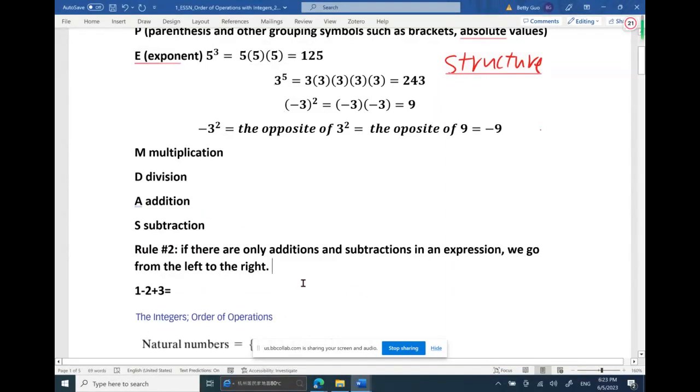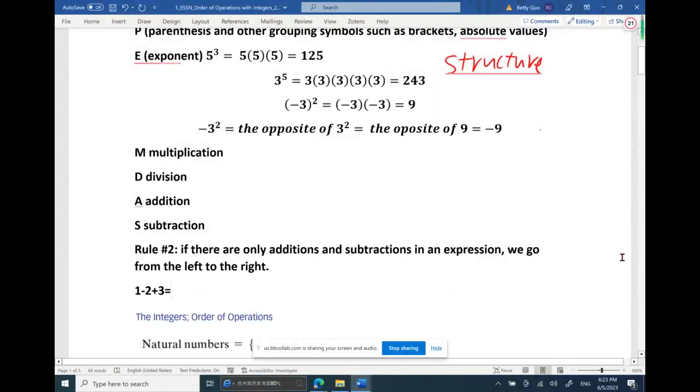Rule number 2, if the expression only has additions and subtractions, we should always go from the left to the right. In this example, we have 1 minus 2 plus 3. So from left to the right, do you see the subtraction first or do you see the addition first?